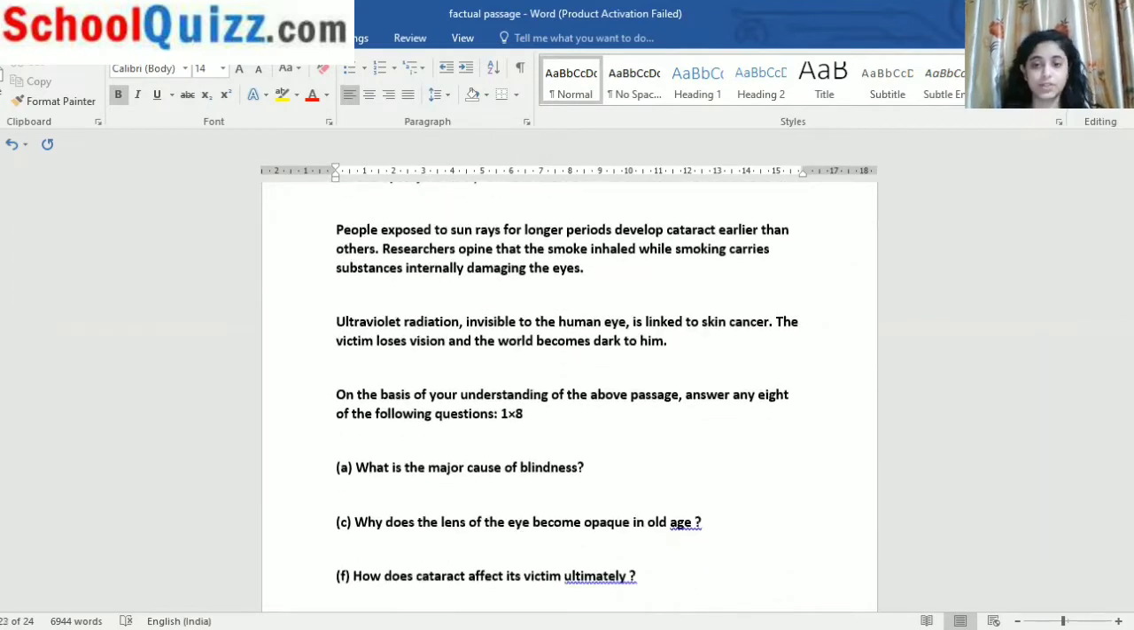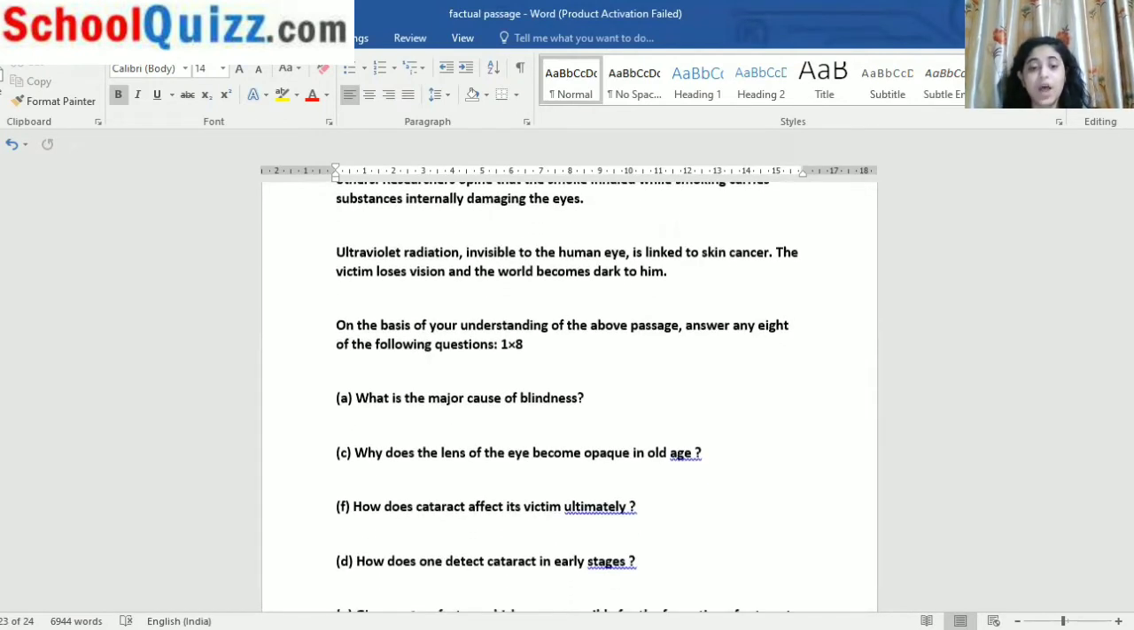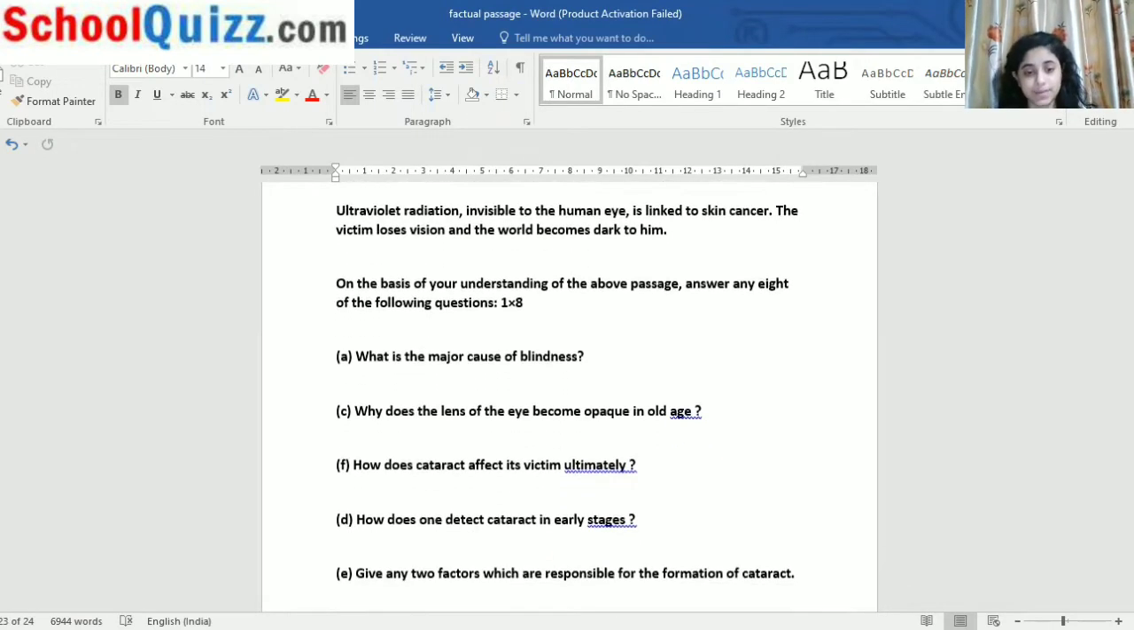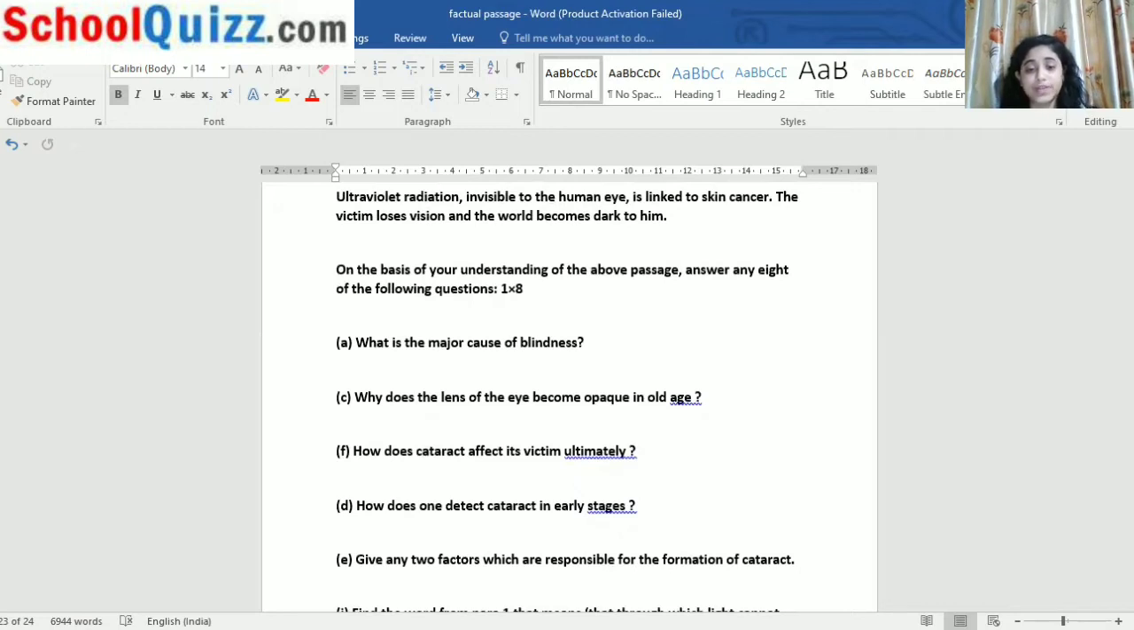Questions. You have to solve any 8. What is the major cause of blindness? Why does the lens of the eye become opaque in the old age? How does cataract affect its victim ultimately? How does one detect cataract in early stages? Give any 2 factors which are responsible for the formation of cataract.